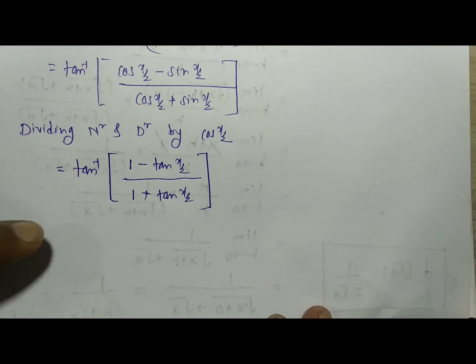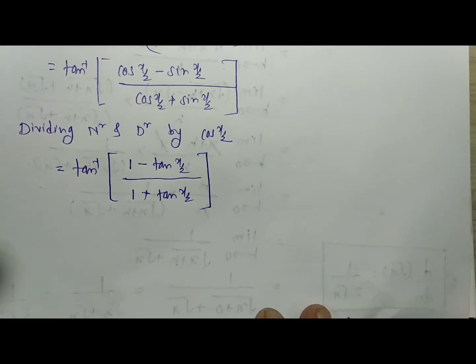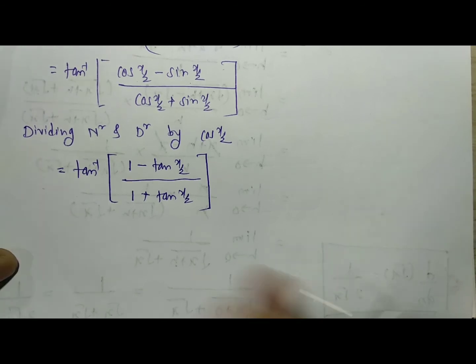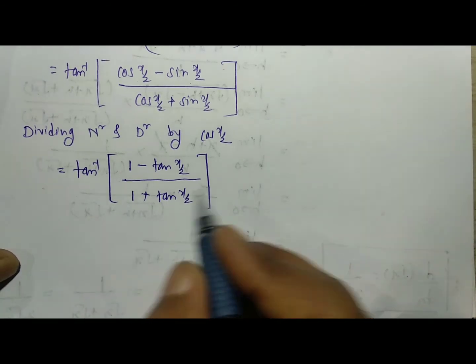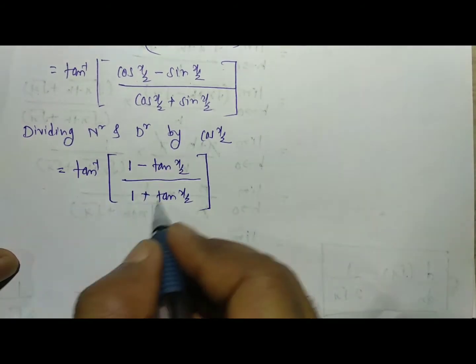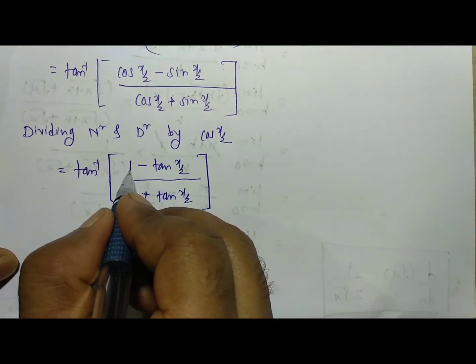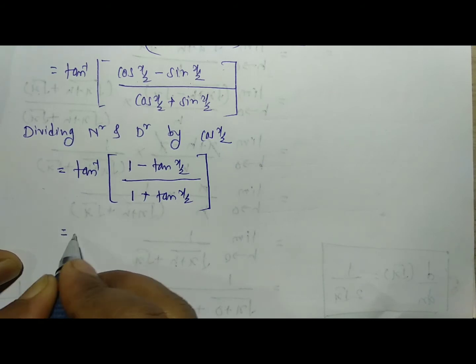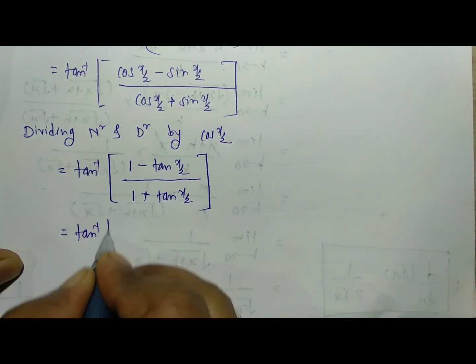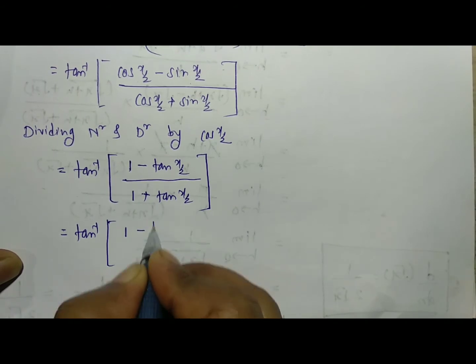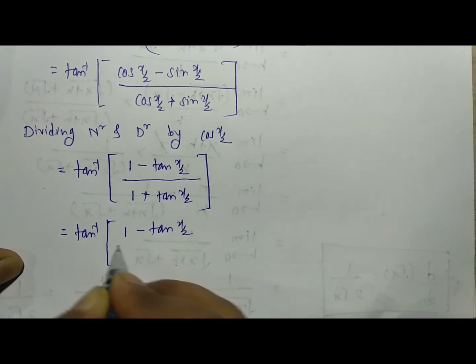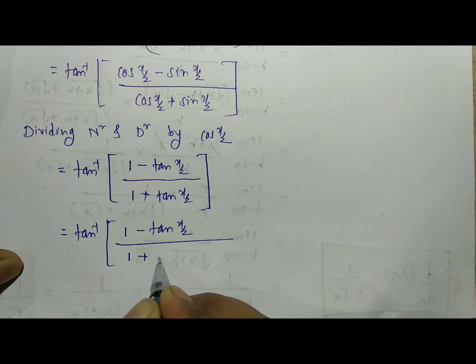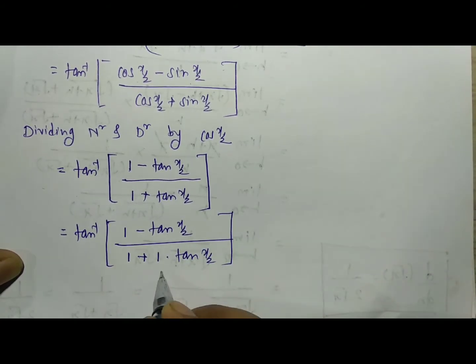Right now you will get the consideration of this (1 minus tan x/2) divided by (1 plus tan x/2). It is similar to the one here. First of all, 1 is related to tan, so we put the consideration tan inverse inside the bracket, (1 minus tan x/2) whole divided by (1 plus 1 into tan x/2). There will be no problem with that.